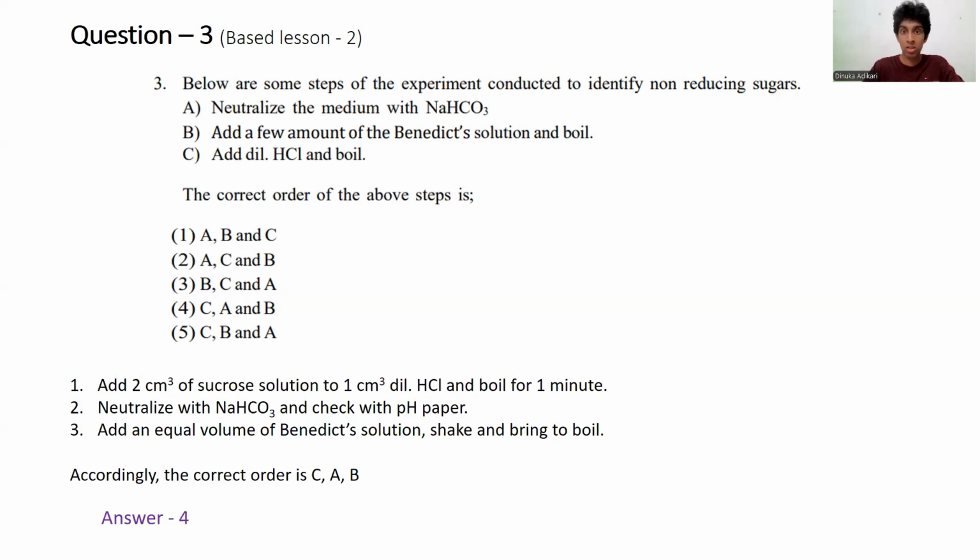So in the experiment conducted to identify non-reducing sugars, first we should add 2 cubic centimeters of sucrose solution to 1 cubic centimeter of dilute HCl and boil for 1 minute. Then, as the medium is acidic due to addition of dilute HCl, we should neutralize it with sodium bicarbonate and check with pH paper. And finally, we should add an equal volume of Benedict solution and shake and bring to boil. So accordingly, the correct order will be C, A, and B. So the correct answer is the fourth.